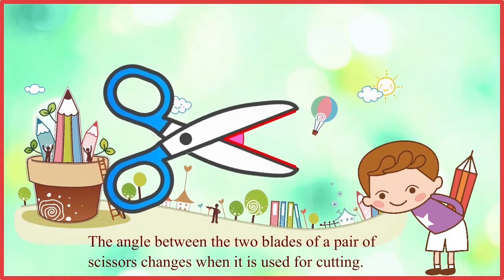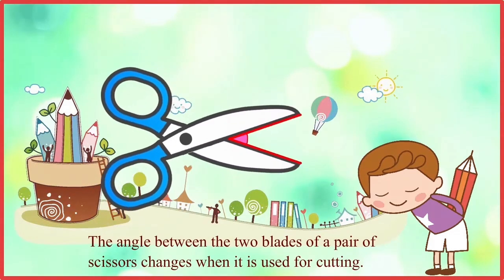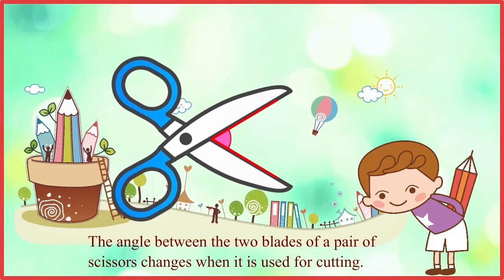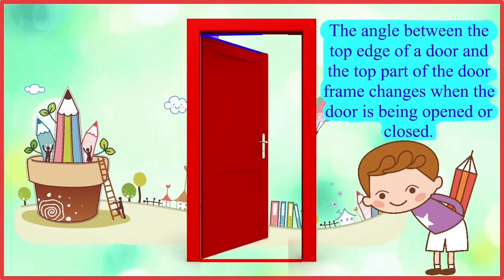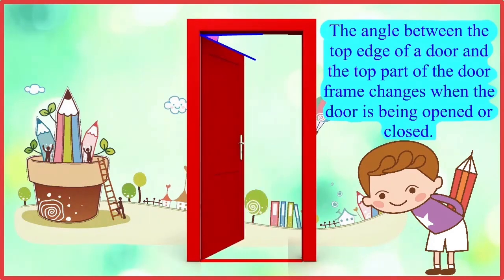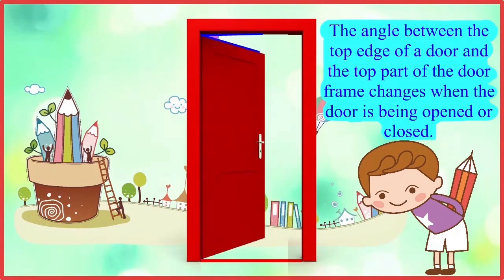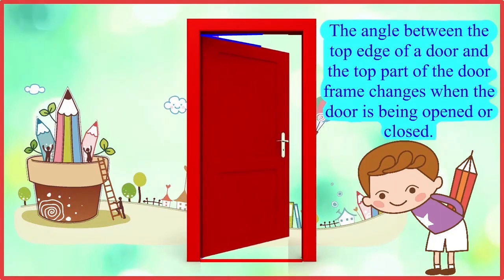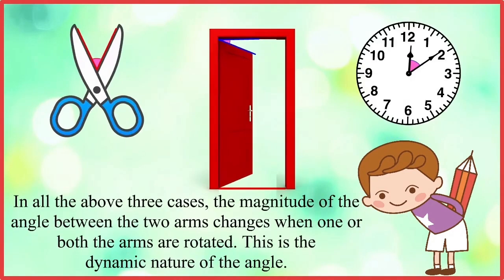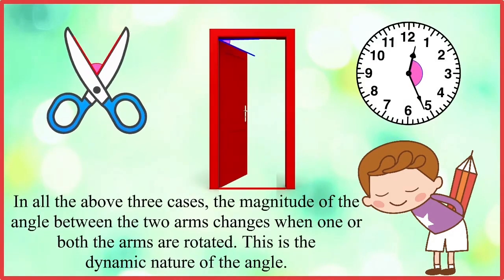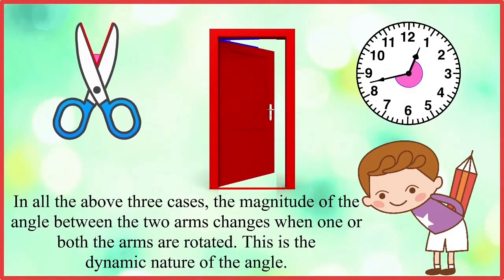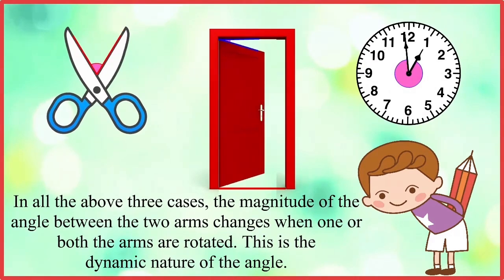Consider this example also. You can see how the magnitude of the angle between the top edge of the door and the top part of the door frame changes when the door is opened or closed. In all three cases, you can see that the magnitude of the angle between the two arms changes when one or both arms of the angle rotates. We call this the dynamic nature of the angle.